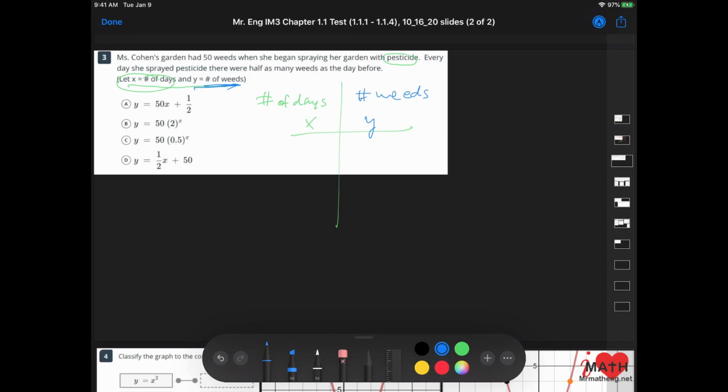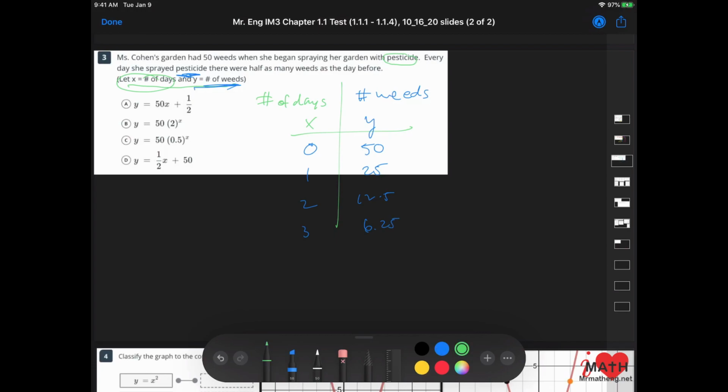Okay, so Miss Cohen goes outside and calls day 0, and there are 50 weeds. She sprays the stuff, it's killing the plants. Oh, pesticide, see, there it is. There were half as many weeds, so what's half of 50? That's 25. So on the next day, 25. Day after that, 12.5. Day 3, another half of that, which would be 6.25.